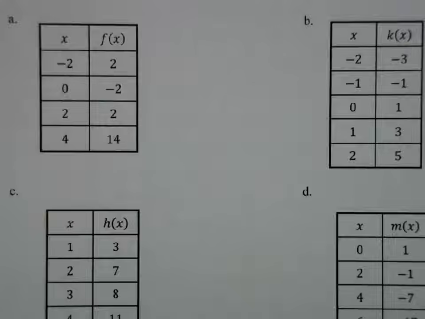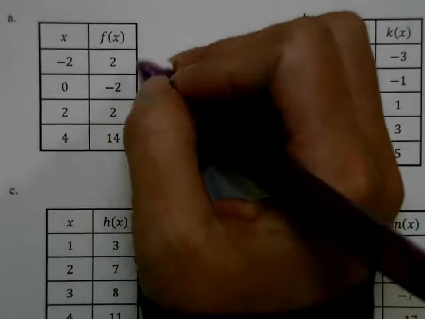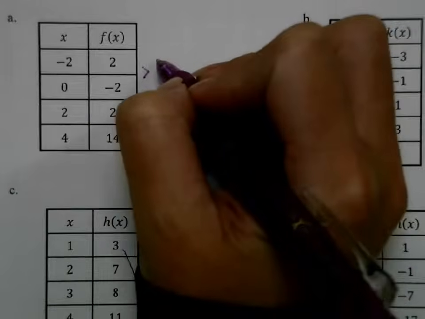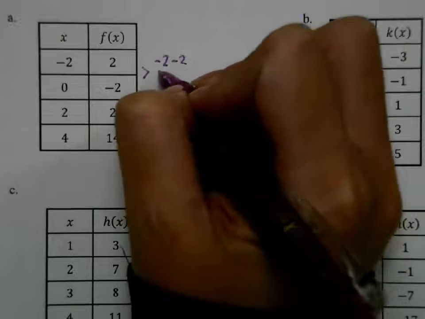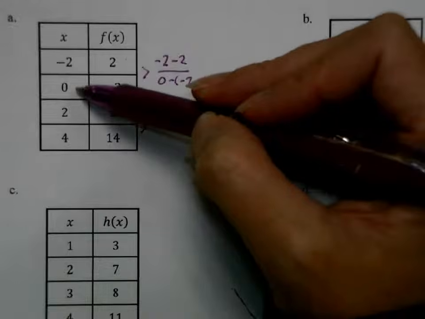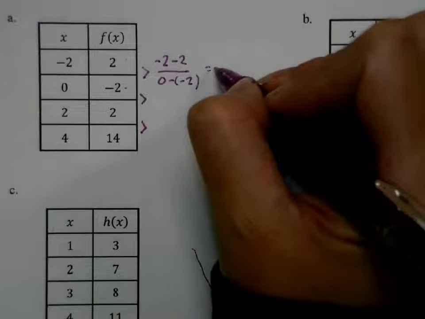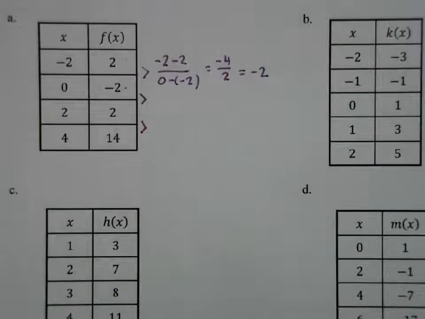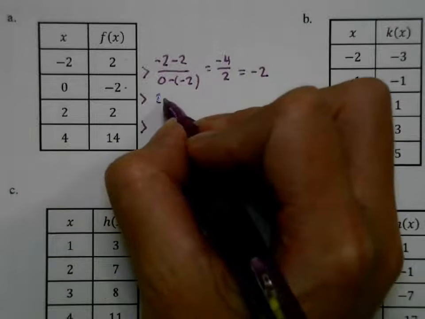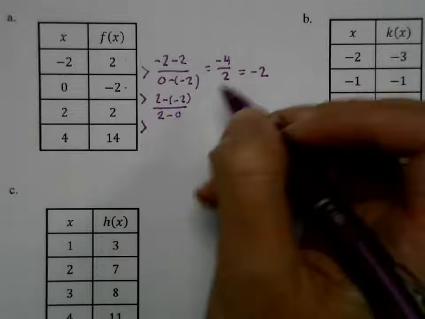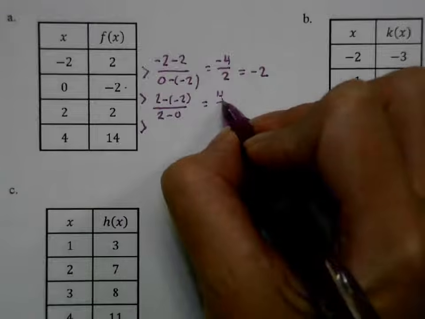All right, so let's calculate some rates of change. So we're going here to here, here to here, here to here. So we have -2 minus 2 over 0 minus -2. I'm just doing y2 minus y1 over x2 minus x1. This gives me -4 over 2, which is -2. Here, 2 minus -2 over 2 minus 0 gives me 4 over 2, which is 2, which means our graph is not linear.